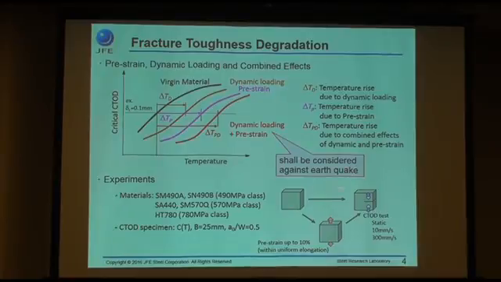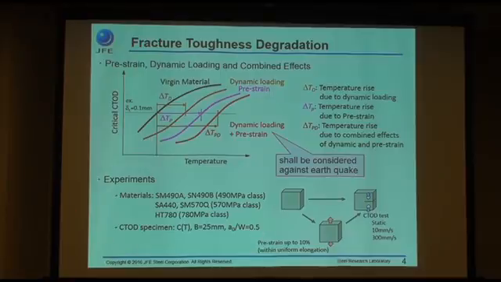In the case of the earthquake, we need to pay much attention to the combined effect of dynamic loading and prestrain. Here we define the transition temperature rise due to the dynamic loading as delta TD, delta TP as the temperature rise due to the prestrain, and also the combined case. The temperature rise is called delta TPD. It's a little bit complicated, so pay much attention.